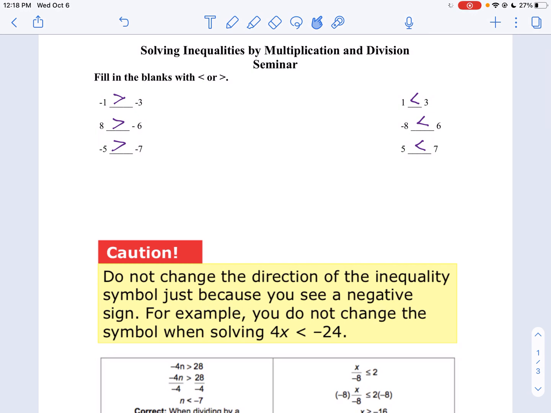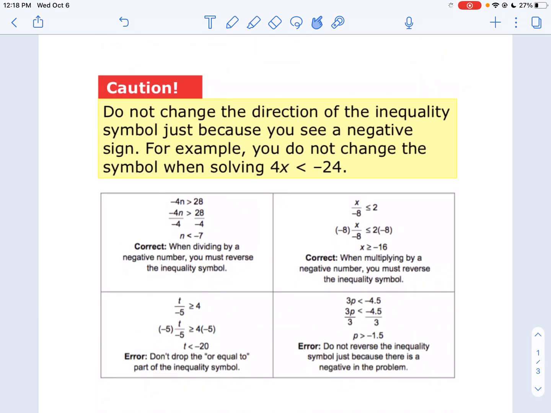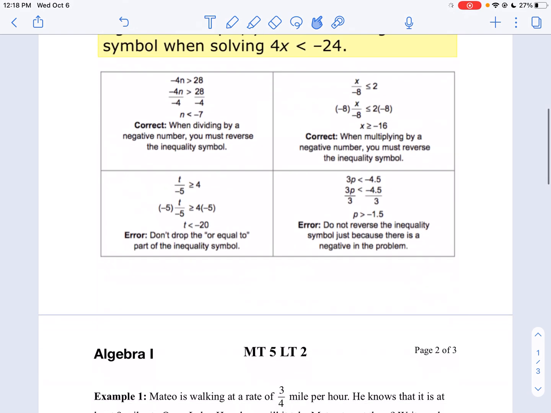And I gave you a big old caution here. Just because there's a negative number in the problem doesn't mean we flip the inequality. If I divide both sides by 4, I'm dividing both sides by a positive. I don't flip the inequality. I did give you some examples here. So if you divide both sides by a -4, we flip the inequality. If we multiply both sides by a -8, we flip the inequality. And then I did a couple of examples there that are incorrect also for you to look at.